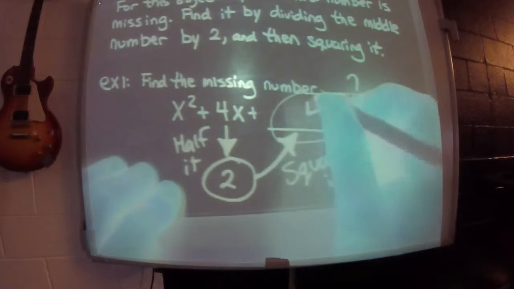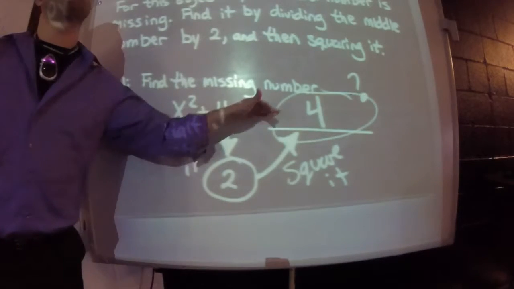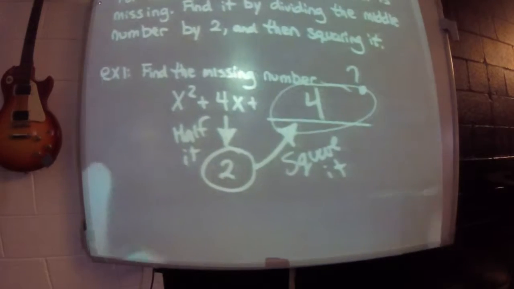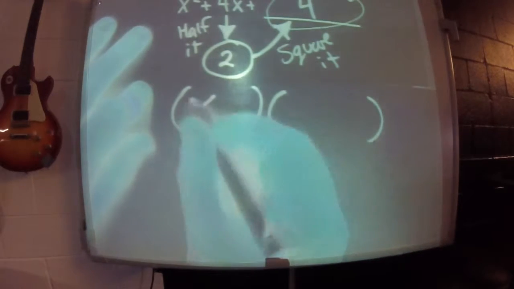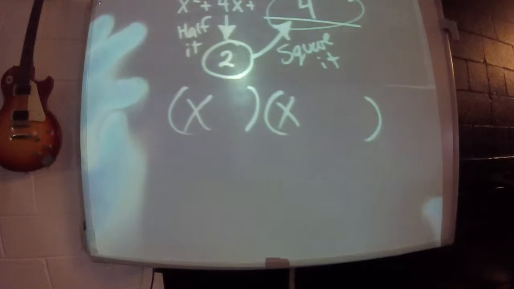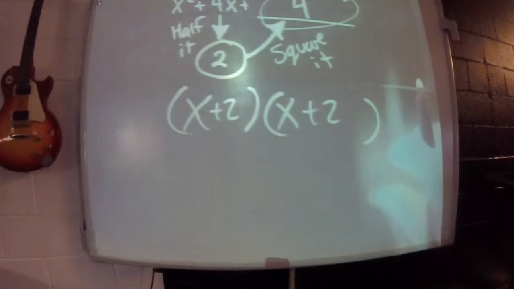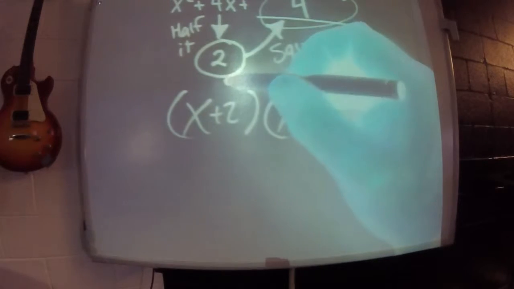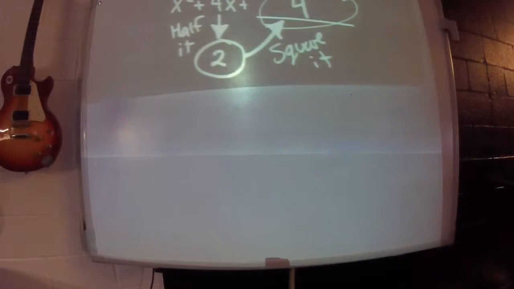Square it, and that is 4. No, it's both. So x squared plus 4x plus 4 is a perfect square trinomial, and if I factored it, what would you expect to go in here? 2's. Positive 2's. So x plus 2 times x plus 2. That number that I always put underneath and circle, that's the number that goes in, whether it's positive or negative. That's what goes into the parentheses.